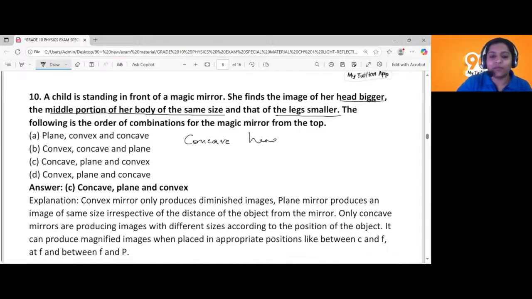Head is concave. And the middle portion is same size. Which kind of mirror is giving an image of same size? That is a plane mirror. Plane mirror is giving same size. That is, the body part is a plane mirror. And legs are smaller. Diminished image. A convex one is given for the legs. That's why it is getting a diminished image. So, concave, plane, convex. That is the order.